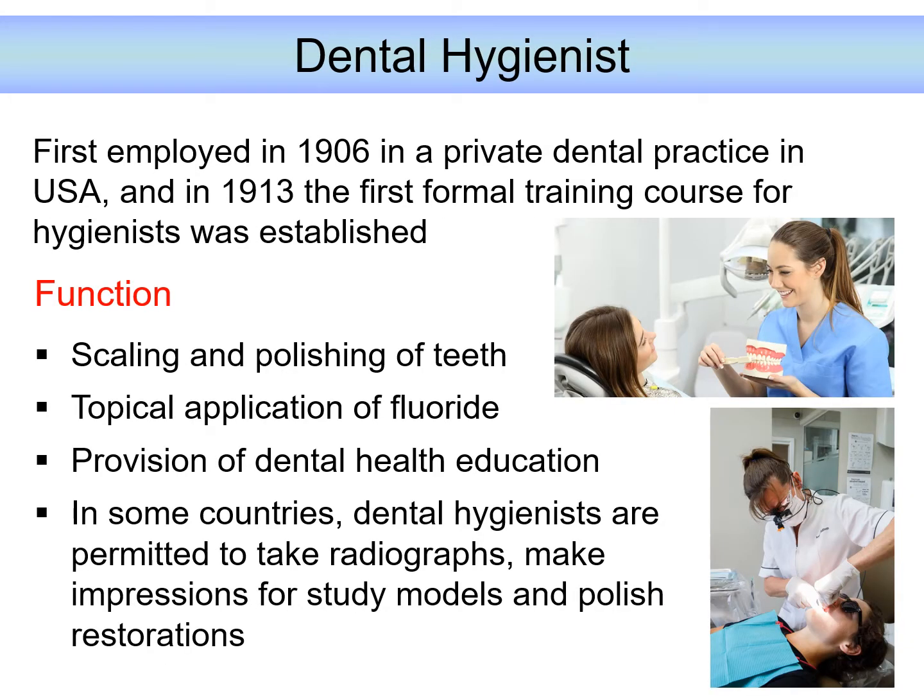Okay, the dental hygienist has a function which is slightly different from the dental therapist. They were first employed in private dental practice in the USA in 1906, and in 1913, the first formal training course for hygienists was established. Now, what does a dental hygienist do? A dental hygienist does scaling and polishing of teeth. They apply topical fluoride. They provide dental health education. And in some countries, they are also permitted to take radiographs, even make impressions for study models, and polish restorations. So these are another group of dental auxiliaries which are actually under the classification of operating personnel.